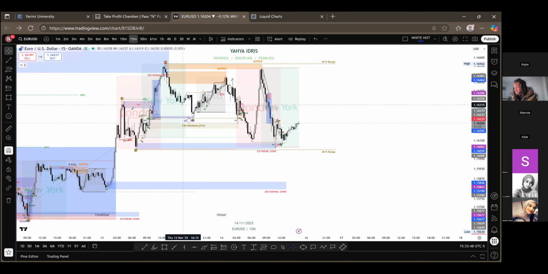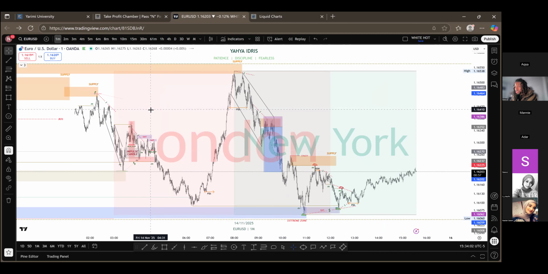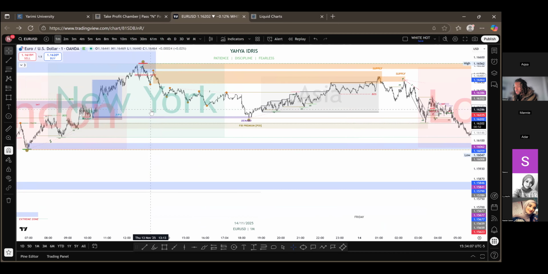We had one leg of the 15-minute, 2 legs of the 15-minute. We did not mitigate this extreme. This extreme was not tapped. Price comes back up to this, I think it was a 3 or a 1-minute OB, right at the edge of the high that mitigated, right here.